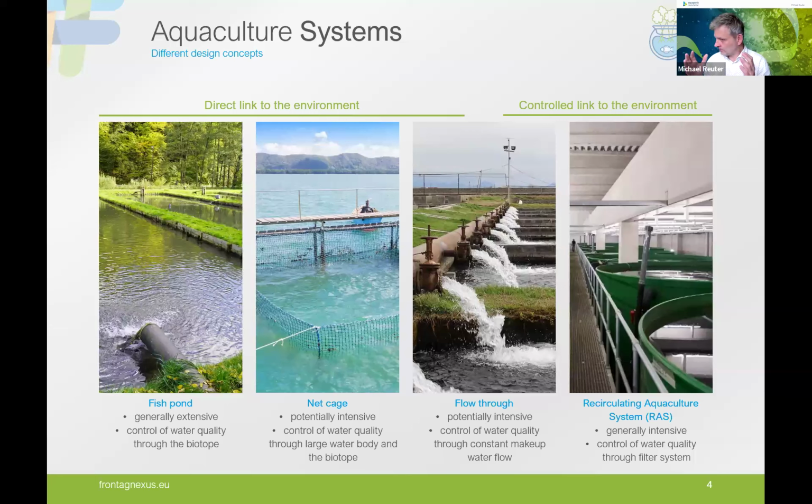So we have more or less no direct link to the environment, and the little water that runs through the system and is let out to the environment will be well treated. So the impact to the environment is in general quite low.